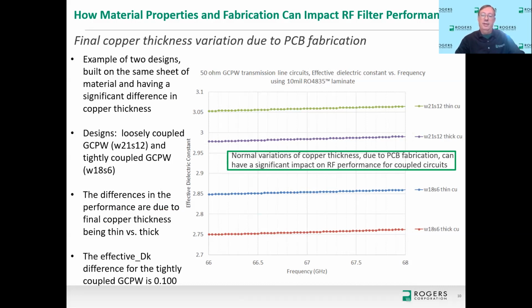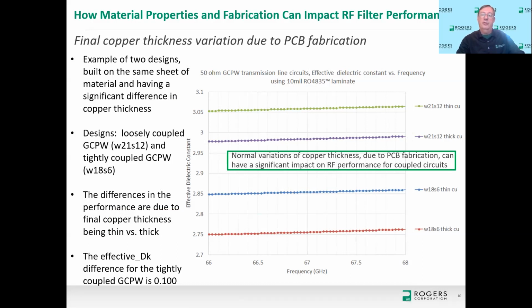And here, if you look at the difference between the effective dielectric constant on the y-axis for the curve that is red compared to the curve that is blue, the red curve and the blue curve are tightly coupled grounded coplanar waveguide. So this is a 2 copper layer circuit with ground signal ground on top and a ground plane on the bottom. And that is a tightly coupled grounded coplanar waveguide. And the difference in effective dielectric constant is 0.1 when you compare the only difference of thin and thick copper.